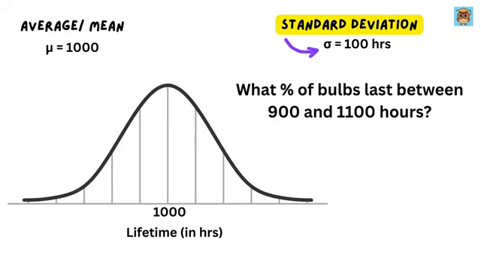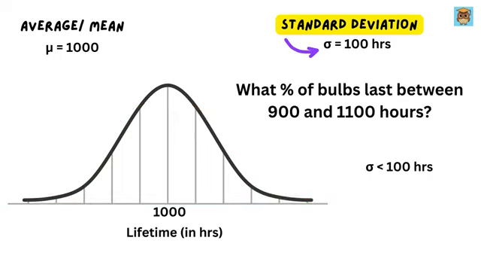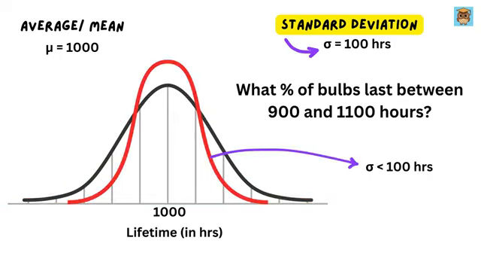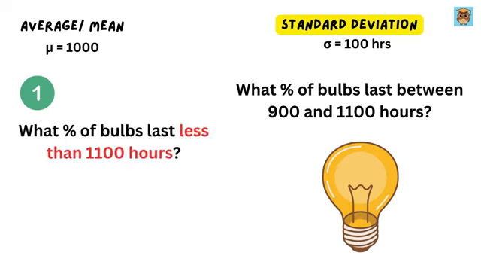The spread of the curve depends on the standard deviation, which is given as 100 hours. If the standard deviation is greater than this, then the curve will look something like this, but if it is less than this, then it will look like this. Now you know that in order to figure out how many bulbs last less than 1,100 hours, we will calculate the cumulative distribution function, or the CDF, of the normal distribution.